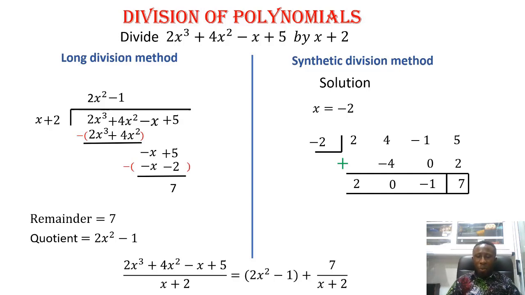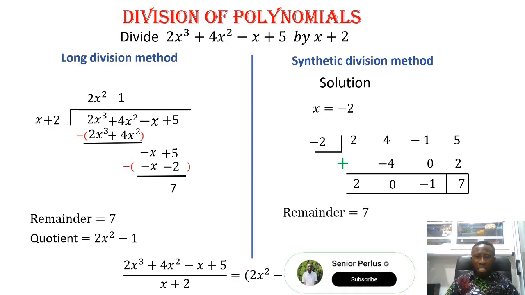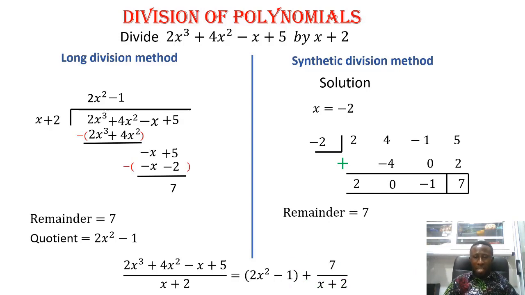So here our remainder is 7, and our quotient here is 2, 0, negative 1. If we arrange the s, the quotient will be 2s squared plus 0s minus 1, the same thing. So 2s squared minus 1. Then our answer is this. So if you use the long division method or the synthetic division, you'll get the same answer.